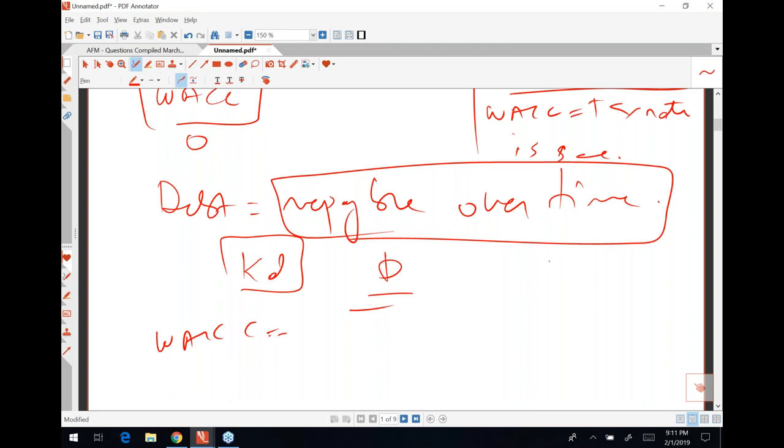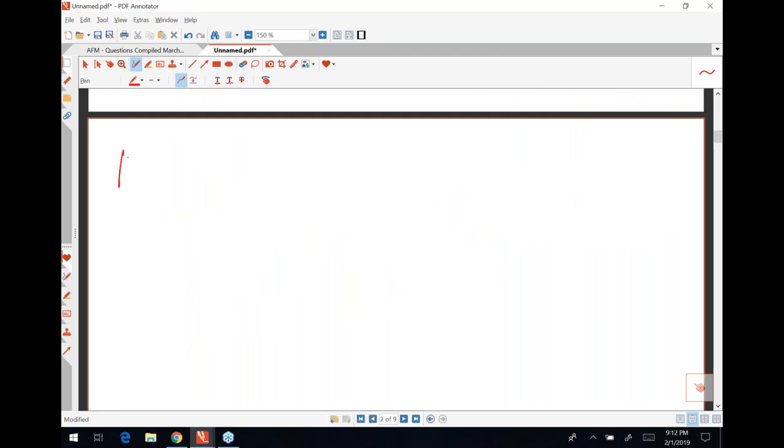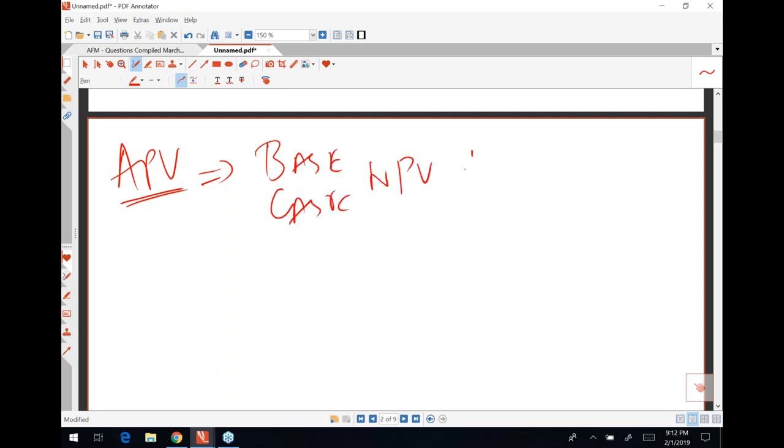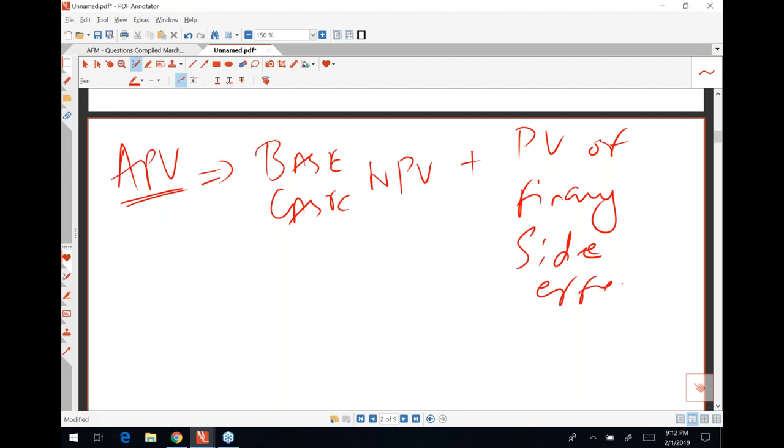So in order to overcome these limitations of WACC, the APV technique is introduced. And when we talk about the APV technique, what is APV? The adjusted present value. Adjusted present value is basically base case NPV plus present value of financing side effects. Now, what is this base case NPV? What is the present value of financing side effects?